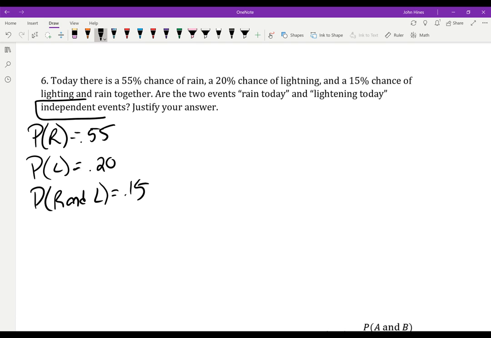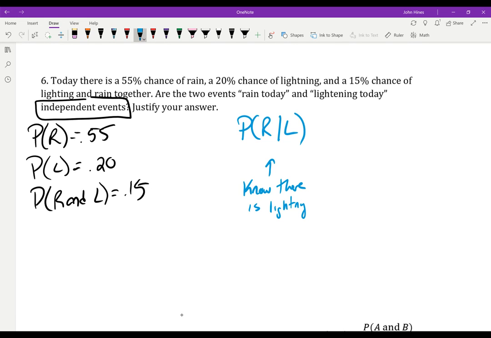Are these events independent? That's my question. Are rain and lightning independent events? Does knowing it's raining affect the probability of lightning? Or does knowing it's lightning affect the probability of raining? So the way that we do this is we find a conditional probability. Let's do P of R given L. So what does this mean? This means we know there's lightning. We know there's lightning already happening. What's the chance of it raining?